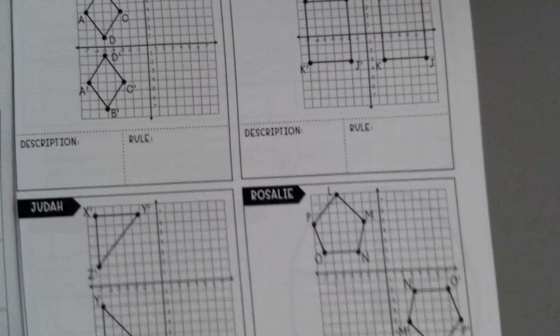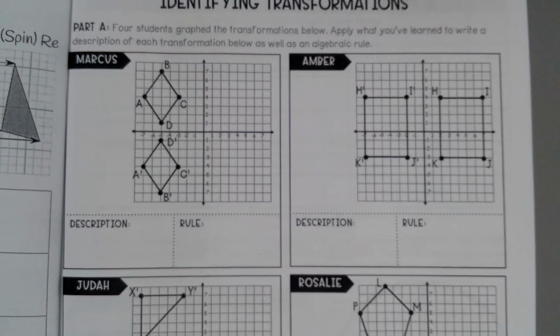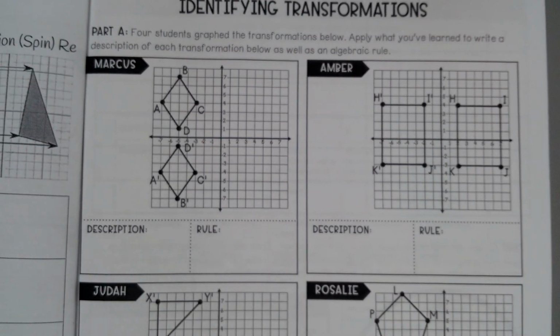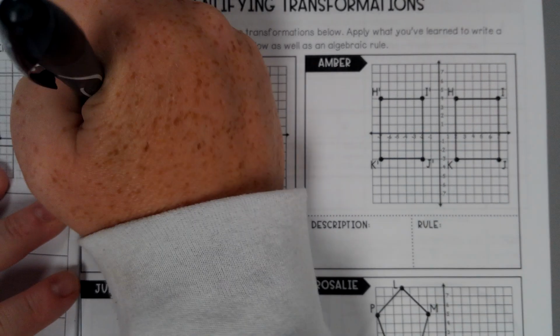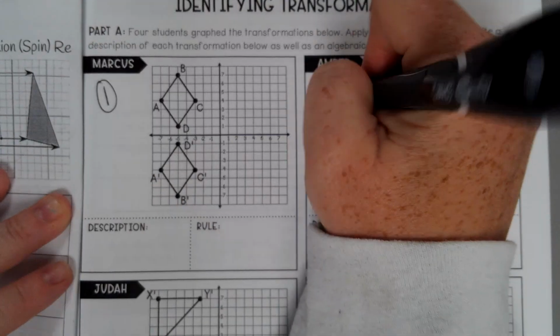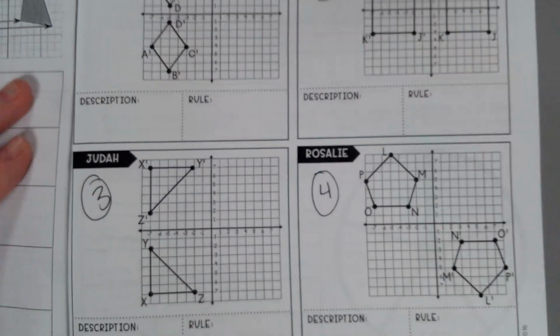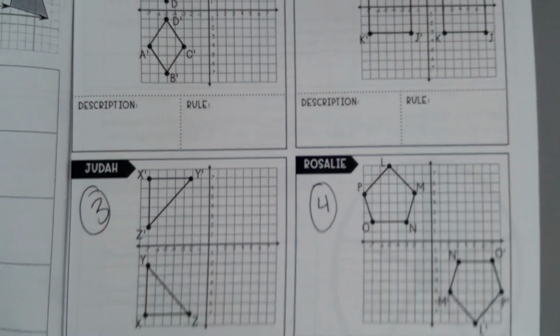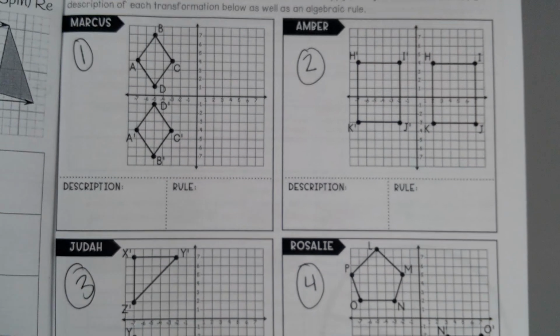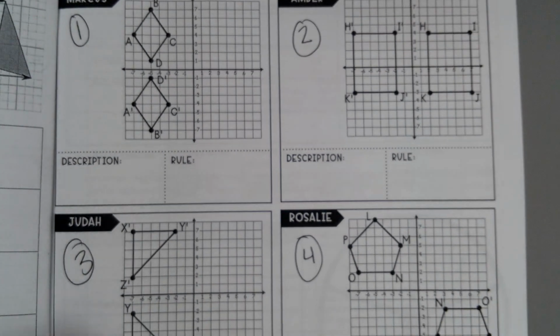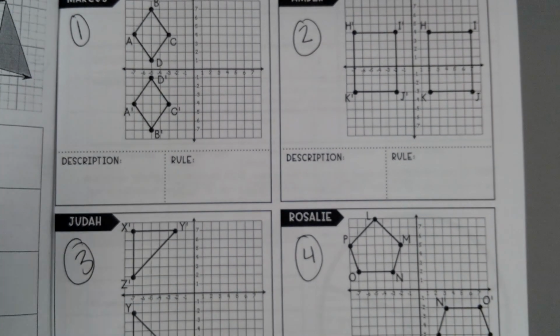I'm now on what I have titled as page 11. For these ones, we are going to number them 1, 2, 3, 4. You need to tell me what is the transformation that happened in the video. There will be pauses, and you will type in your response or click the correct response.